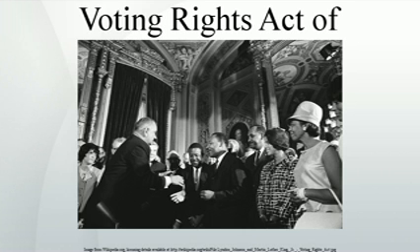In 1970 and 1975, Congress also expanded the coverage formula, supplementing it with new 1968 and 1972 trigger dates. Coverage was further enlarged in 1975 when Congress expanded the meaning of tests or devices to encompass any jurisdiction that provided English-only election information, such as ballots, if the jurisdiction had a single language minority group that constituted more than 5% of the jurisdiction's voting-age citizens.